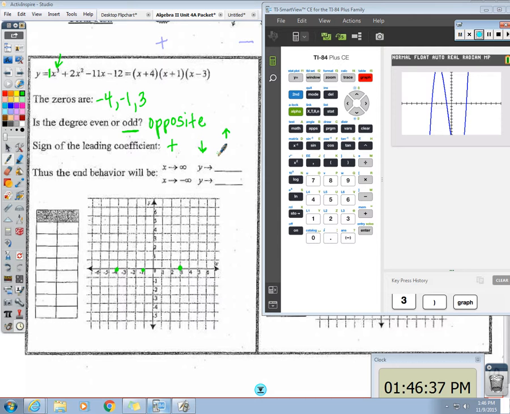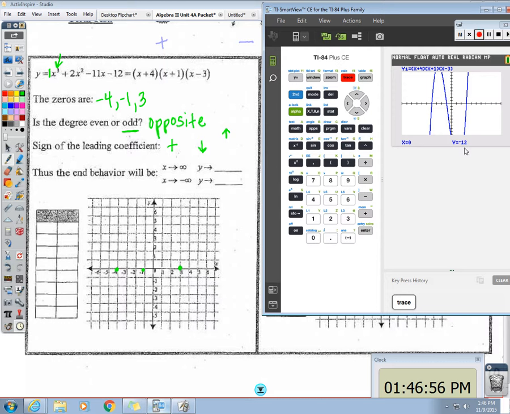Does your graph look like that? Sure does. Okay, so now we can do a sketch of it. But the only thing we can't see is where it crosses the y-axis. If you want to know the y-intercept, see this button up here by graph that says trace? You just hit it once, it pops up your y-intercept, 0, negative 12.